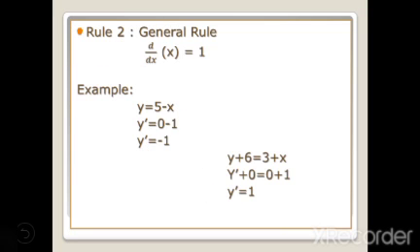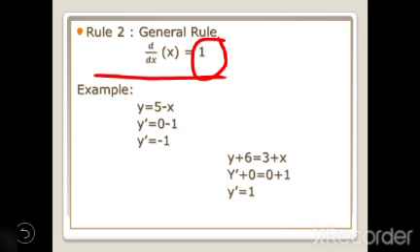Next, we have rule 2, the general rule. So, the derivative of x in terms of x is equal to 1. Any variable we use when it comes to the general rule, it is equal to 1. So, for example, we have y is equal to 5 minus x. So we have y prime equals 0 from the derivative of 5 minus 1 from the derivative of x. So we have y prime is equal to negative 1.